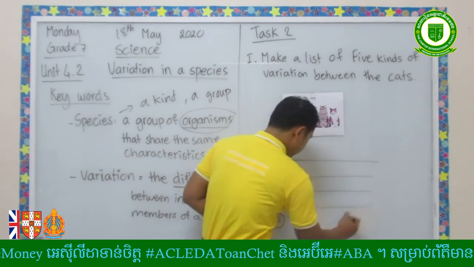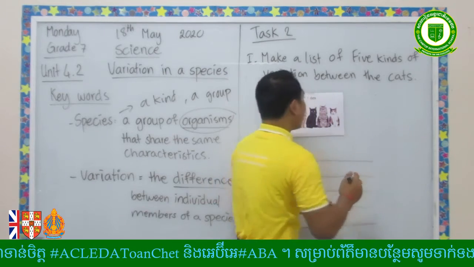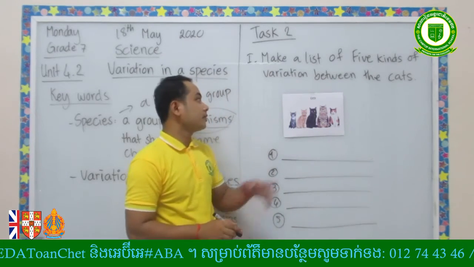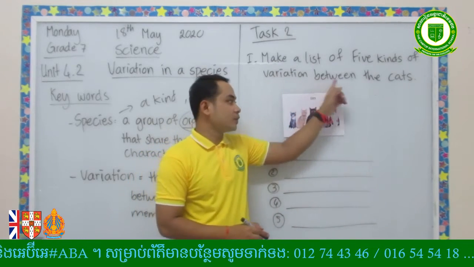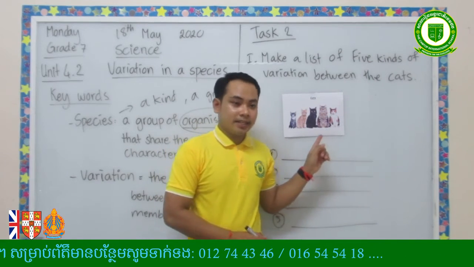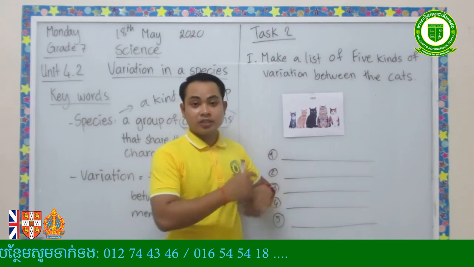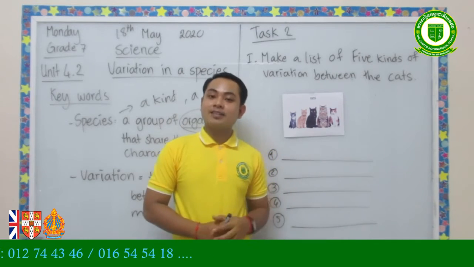Take a deep look at these cats and then tell me what are the 5 kinds of the variation or differences between these cats. Okay. Then take a picture, send it to the group. I'm gonna check them. Okay. So this is your task 2.